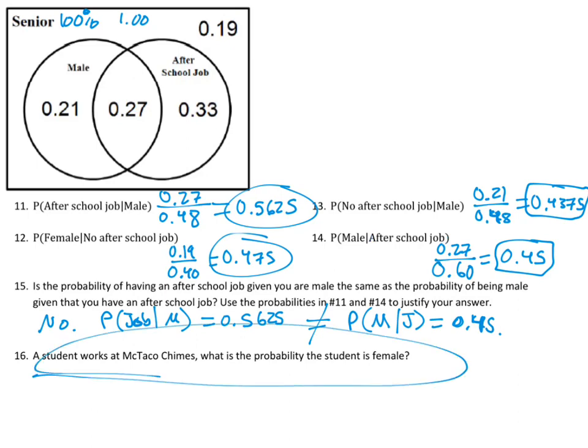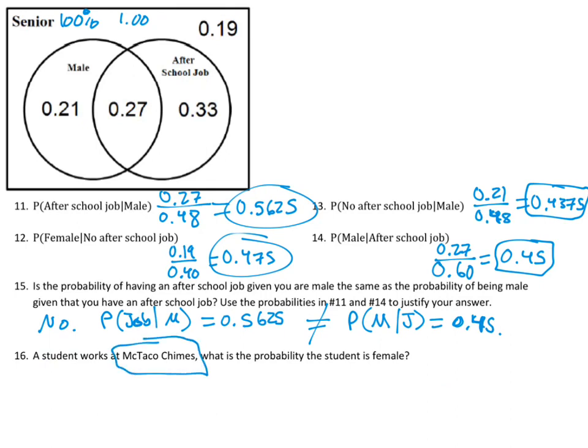And then we got 6. Student, notice it doesn't say what kind, male or female, works at McTaco Chimes. Oh my goodness, that is a wonderful name for a restaurant. Please, someone go out and start a restaurant called McTaco Chimes. And just, please, then let me know. I will come eat there probably only once, but it'll be a wonderful experience, I'm sure.